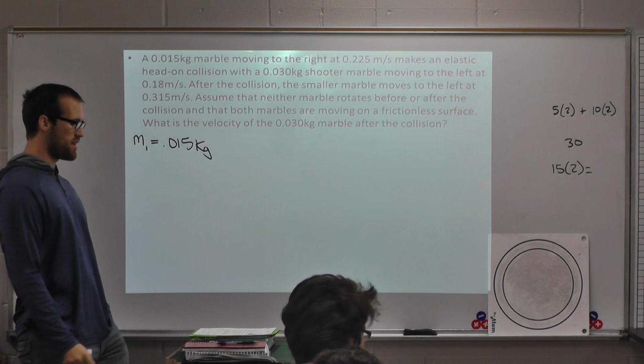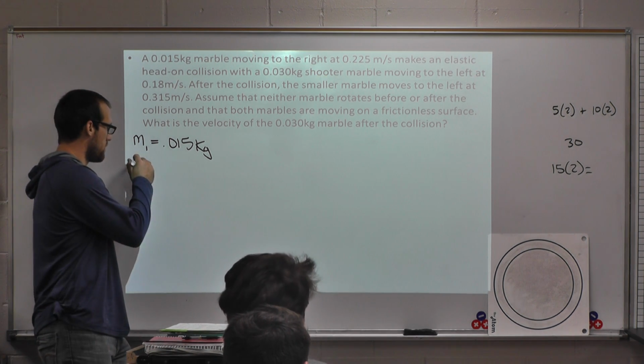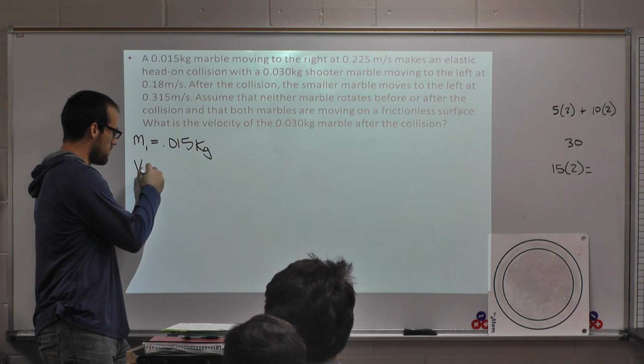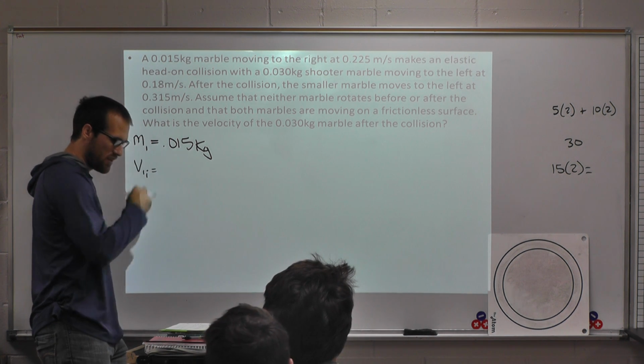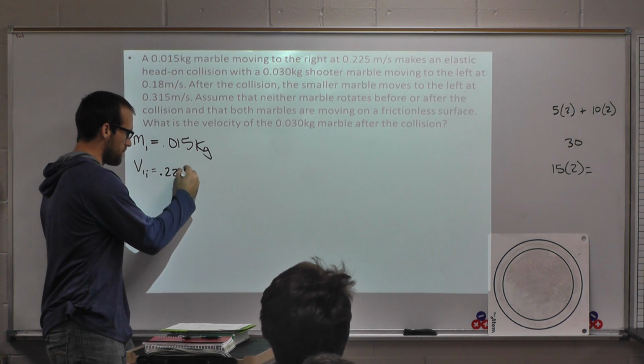Okay, Jesse, could you give me another variable? Mass velocity initial from the first one is 0.25. Is there any direction that we need to know? It's positive, to the right.